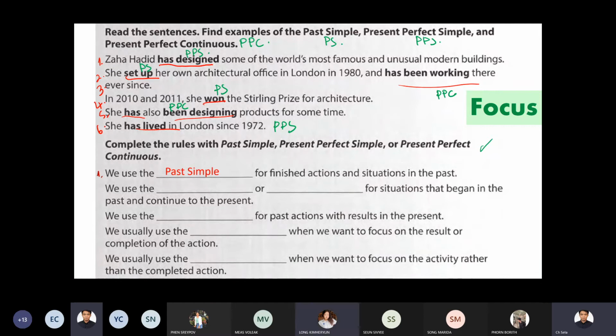Okay, this is number 1, 2, 3, 4, 5, and number 6. I want you to do it by yourself. So number 1 is an example for you. Okay, 2 until 6, please complete by yourself. And you have only 3 choices: past simple, present perfect simple, and present perfect continuous. Okay, please do it right now, and you have 4 minutes for that. We will check the answer together at 8:16. Do it one by one. Make sure you have all correct answers.